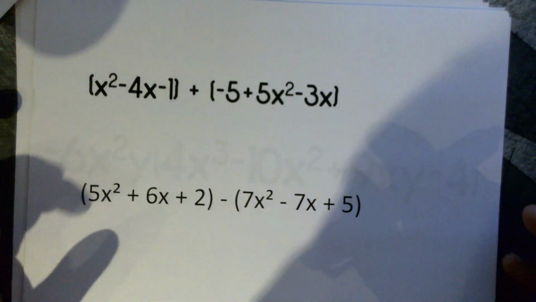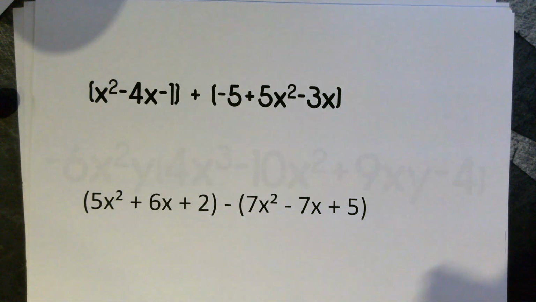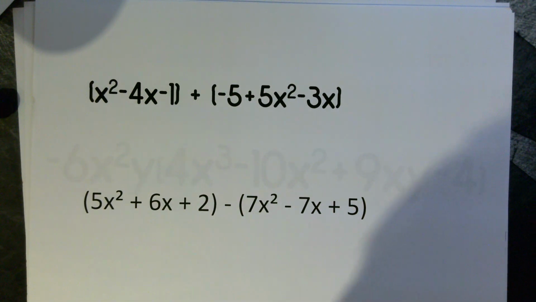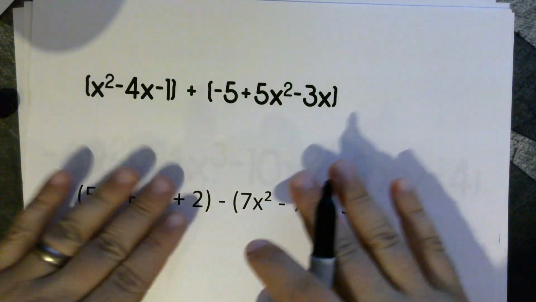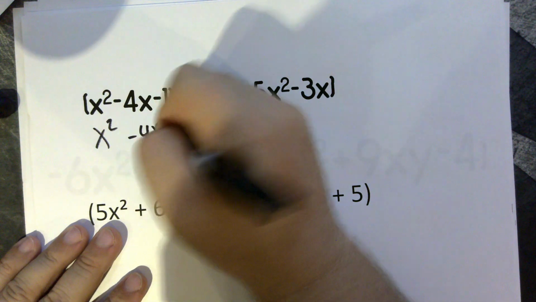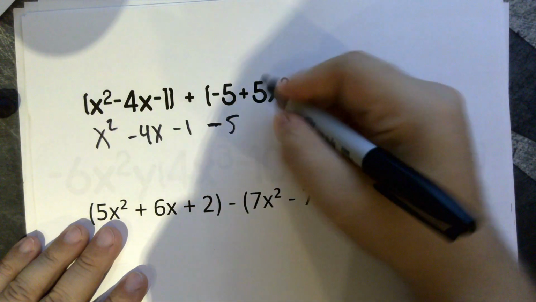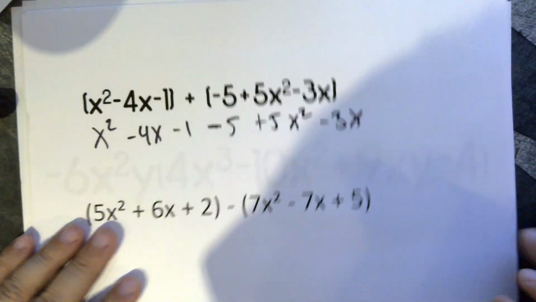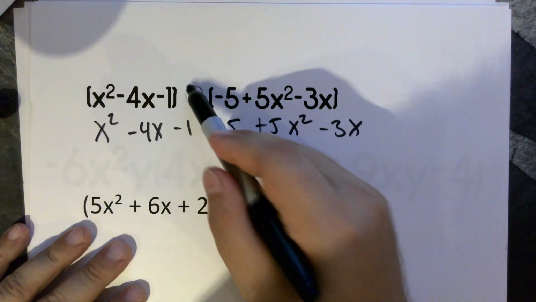When we're adding polynomials, this is just the same thing as combining like terms. You just got to make sure that you are familiar with the rules for combining like terms. So the first thing we're going to do is take away the parentheses because we're combining them together. This is x squared minus 4x minus 1 minus 5 plus 5x squared minus 3x. So all I've done so far is I took away the parentheses because we're adding them, we're combining them.